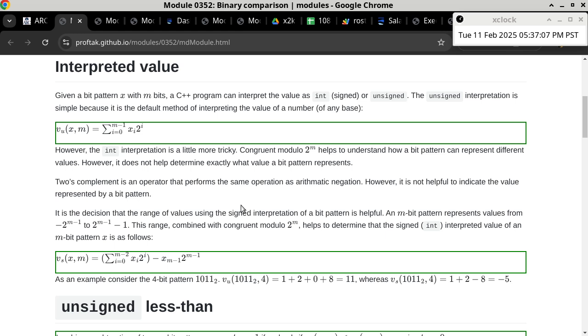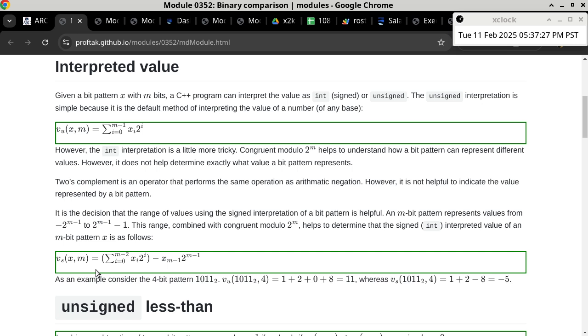So VS, on the other hand, at the bottom here, is for signed interpretation. I give you the same bit pattern, but this time I'm trying to interpret the bit pattern X as a signed value and up to M bits. And you can see that this is almost exactly the same as this.